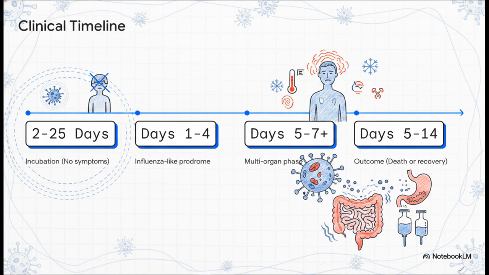The virus targets macrophages and dendritic cells, causing huge lymphocyte depletion. Endothelial dysfunction makes the blood vessels leaky. Patients get hit with profuse watery diarrhea and vomiting, which leads to massive fluid and electrolyte loss.